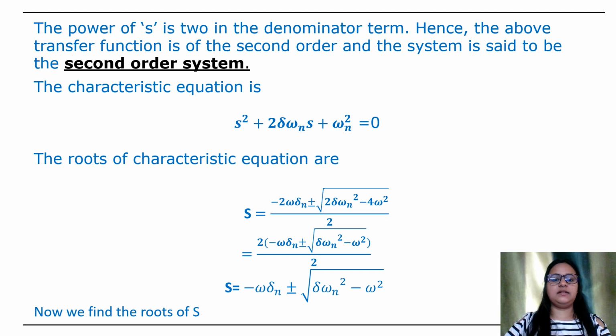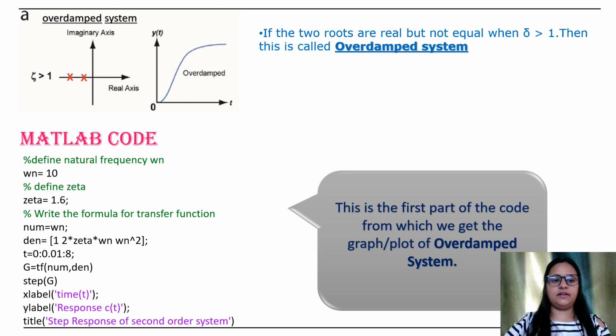Because the power of s in the denominator is 2, the transfer function is of second order, and the system is called a second order system. This is the characteristic equation of the transfer function, from which we can get the roots of s. By the roots of s we can define the systems. If the two roots are real but not equal and zeta is greater than 1, then the system is called an overdamped system. These roots are not equal and lie on the real axis.